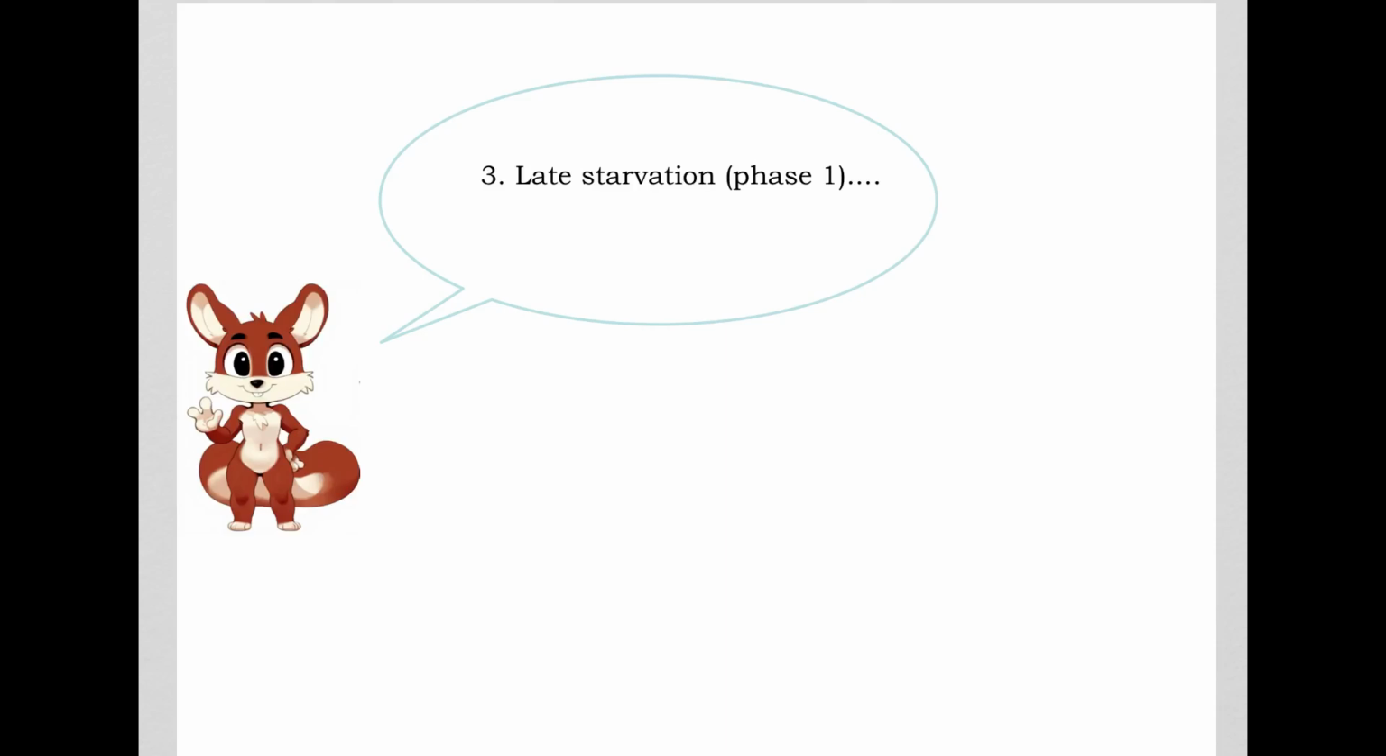Okay, so you get up in the morning from your early starvation state, and then you have your breakfast and you go back into your postprandial state. So humans basically go between those two metabolic states, postprandial as well as early starvation. But we do have another state, and this is called the late starvation state. So we're going to divide late starvation into two phases. Let's talk about phase 1 first.